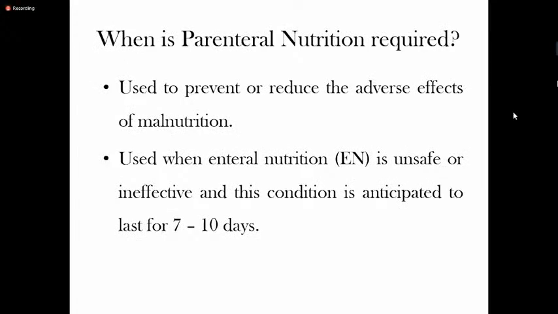When is parenteral nutrition required? So when do we need this? It is used to prevent or reduce adverse effects of malnutrition, so the individual must be malnourished. It is used when the enteral route is unsafe or ineffective, and the condition is going to last for more than a week. Okay, so individuals who need parenteral nutrition are malnourished, enteral nutrition is not feasible, and the condition is going to be longer than one week.